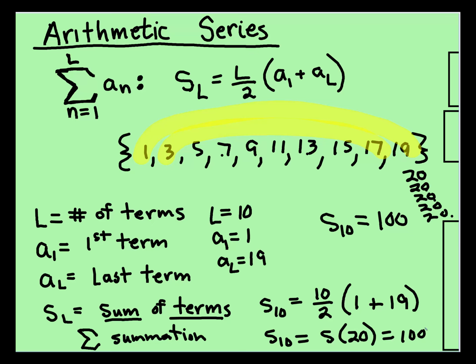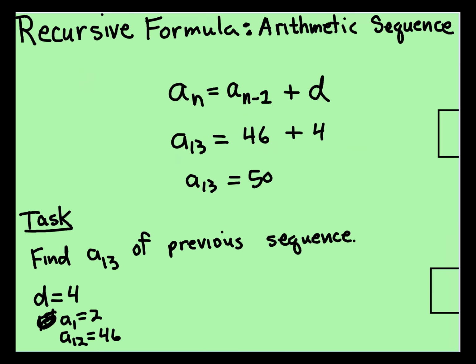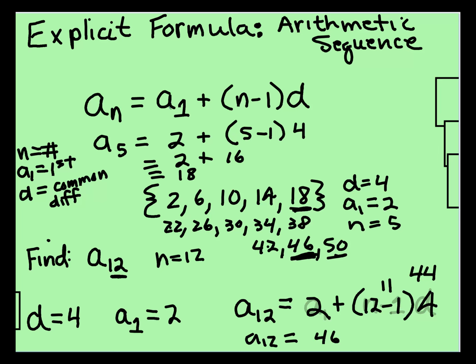Okay, so that's the summation notation and the formula for an arithmetic series. And we spoke about recursive formulas. Recursive formulas are based on finding a term from a previous term, or the explicit formula when we know specific or explicit information.